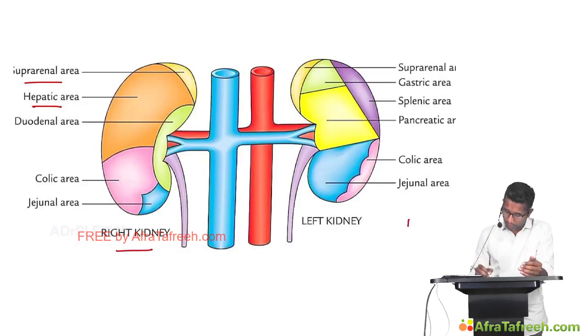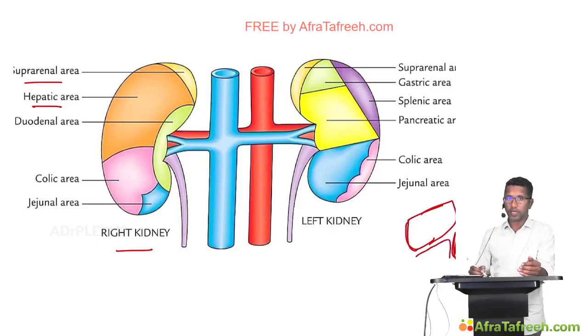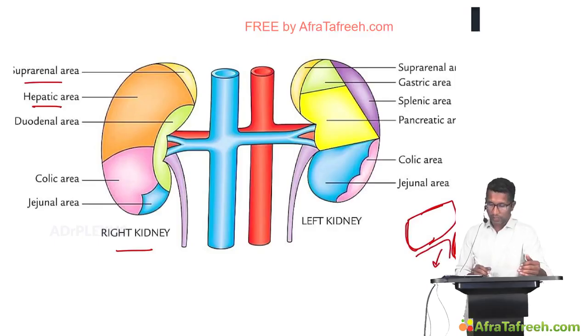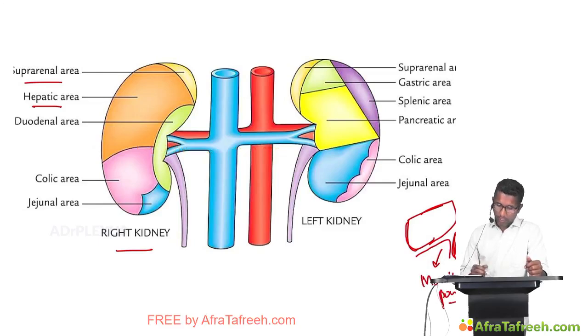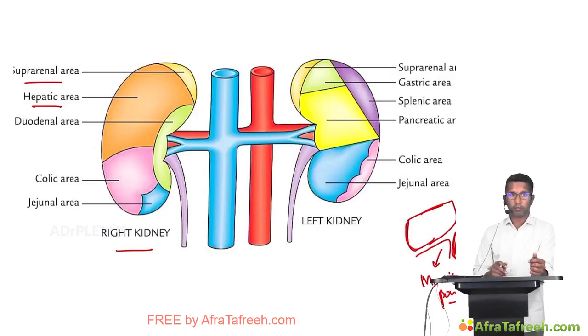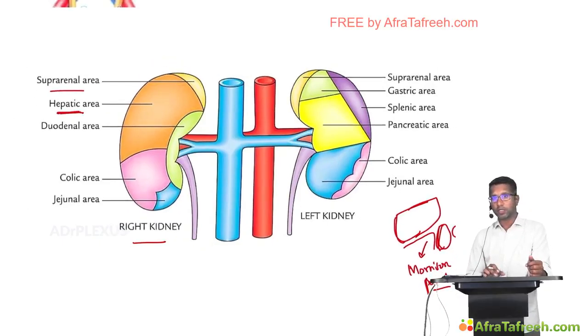Yesterday we saw the kidney and liver relationship. Liver is here, kidney is here, and the right kidney is here, and there is a reflection of the peritoneum from the liver to the right kidney, and they form a pouch. We discussed this pouch. It is called Morison's pouch, the hepatorenal pouch of Morison. This is the hepatic area which is related to the right kidney.